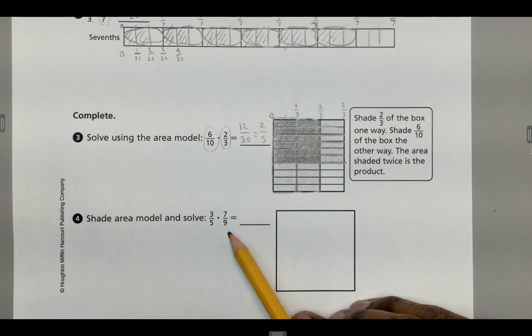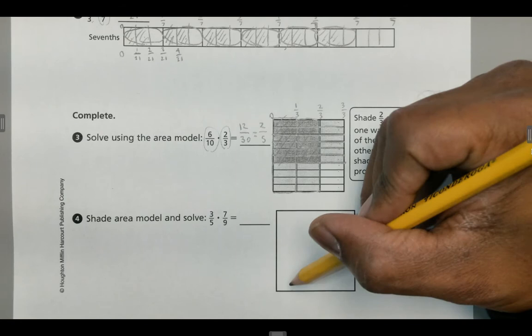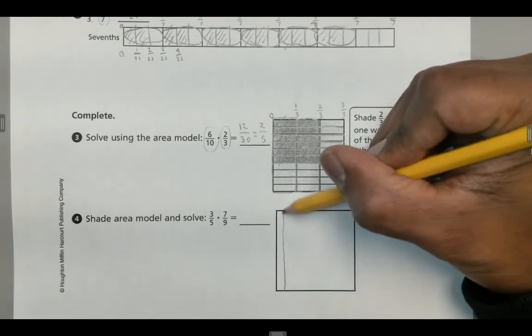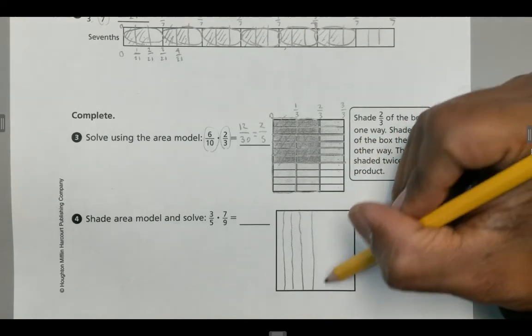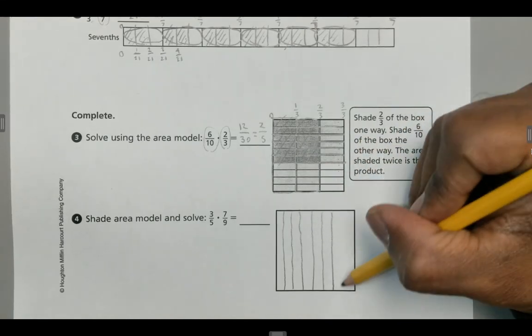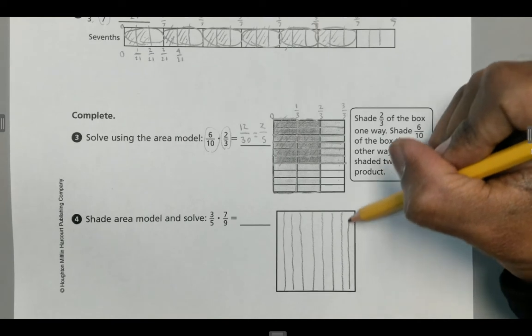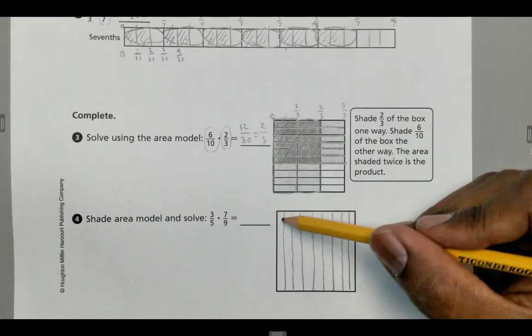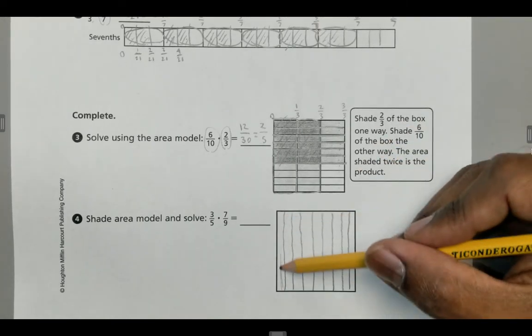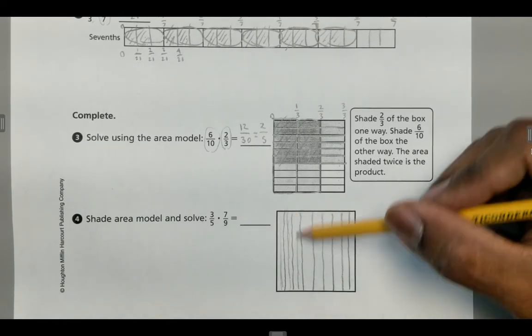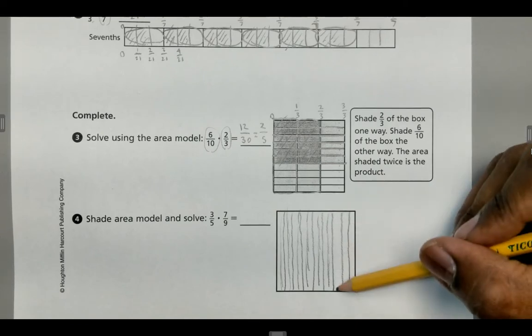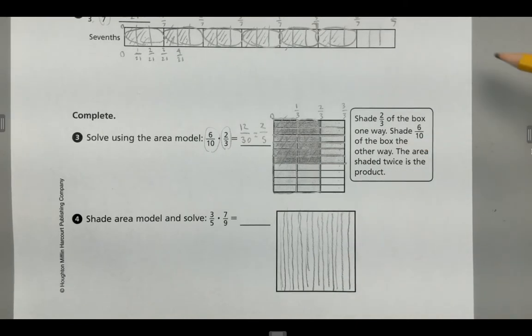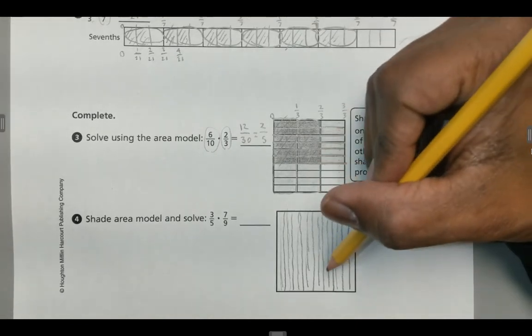3/5 times 7/9. Okay, well, look, let's show 7/9 first. And somehow I have to try to show 7/9, and I'll try 3, 4, 5, 6, 7, 8, 9. Okay. Now I'm going to shade in 7 ninths. 3, 4, 5, 6, 7 ninths. Okay. Actually, that's not good shading.